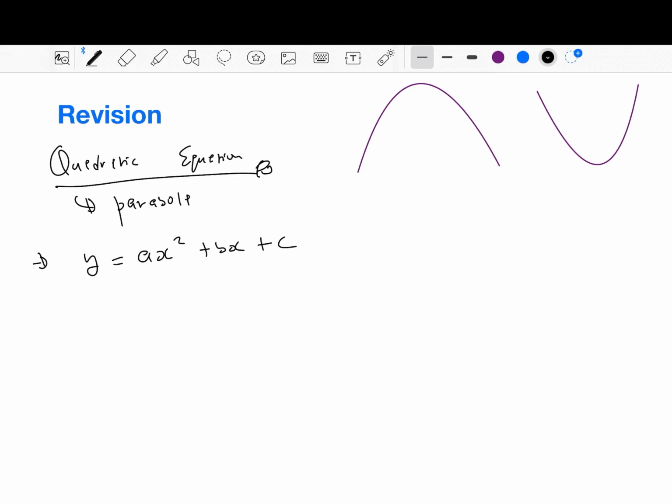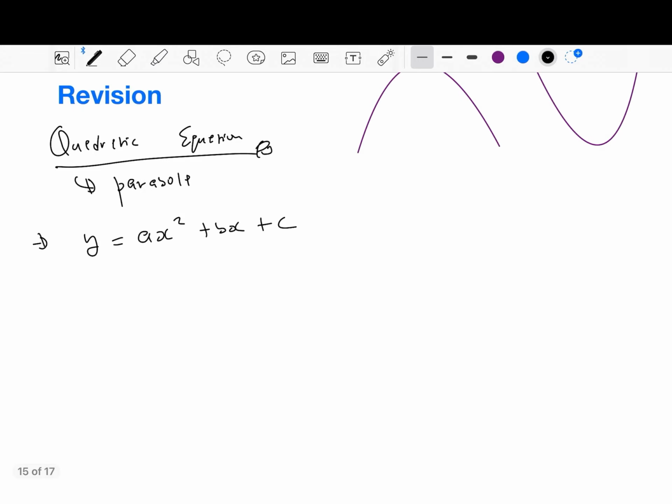Y and x, we know these are independent and dependent variables. X is an independent variable. Y is a dependent variable. But what I want to highlight here is a. A is a variable that we use to show the shape of a parabola. So this a determines the shape of a parabola.